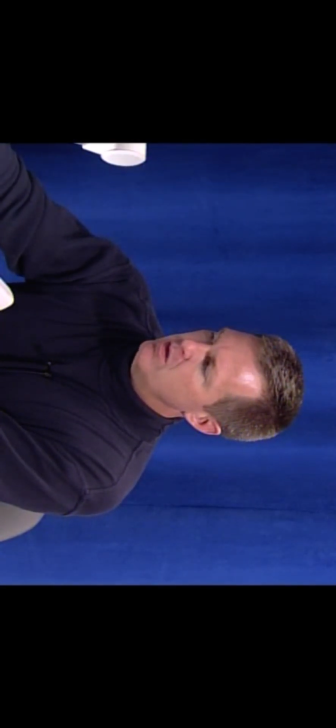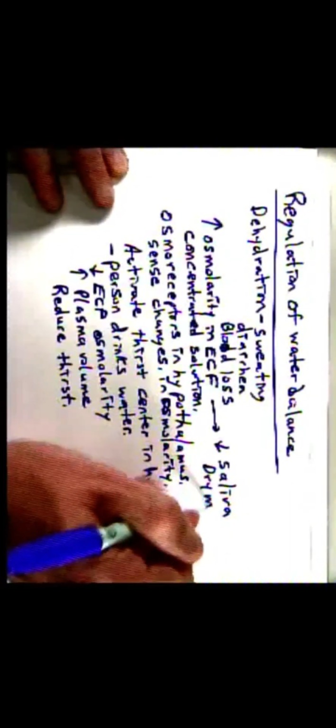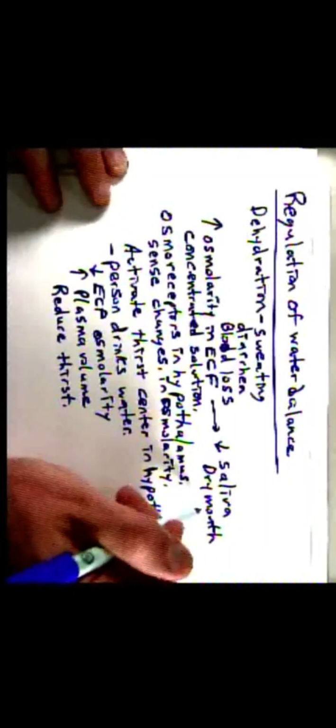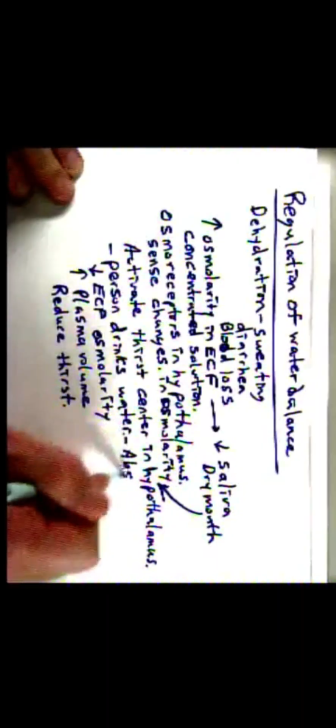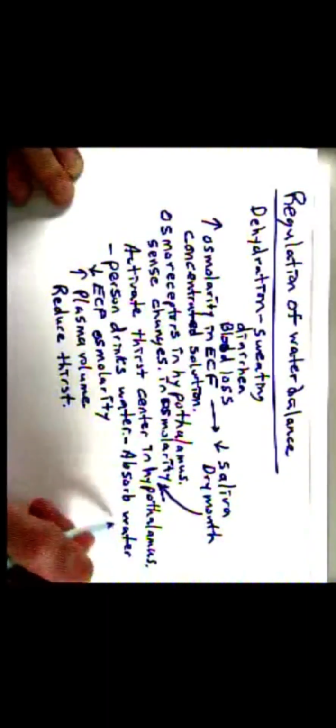Okay. Now, what happens with this also is that when you have this increased osmolarity in the extracellular fluid, the other effect is that you get a decreased amount of saliva. The saliva gets more concentrated. That creates a dry mouth. And when you have a dry mouth, that will also activate the thirst center in the hypothalamus. You drink the water to moisten the mouth. You absorb the water from the GI tract, and then that has a negating effect on it. So you just don't keep drinking.